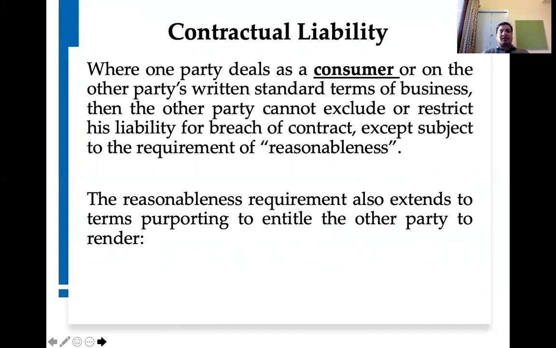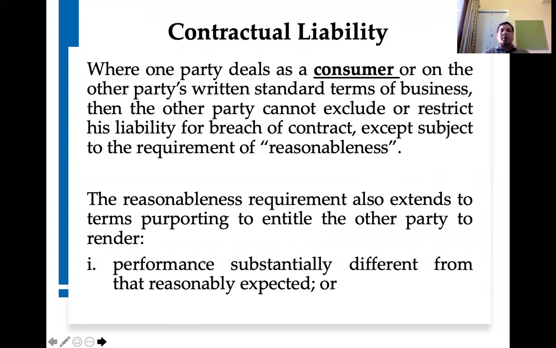The reasonableness requirement also extends to terms purporting to entitle the other party to render performance substantially different from that reasonably expected, or no performance at all.